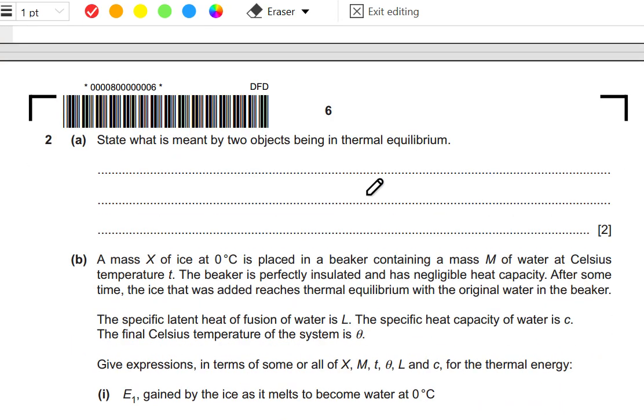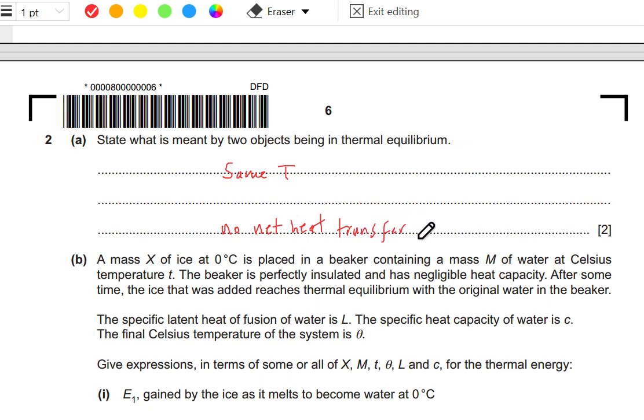State what is meant by two objects being in thermal equilibrium. It means that they have the same temperature and no net heat transfer.